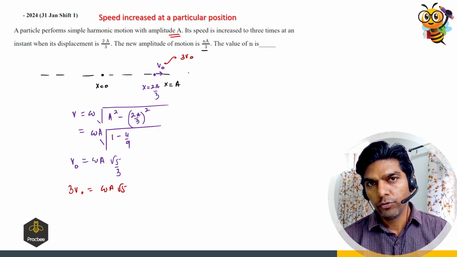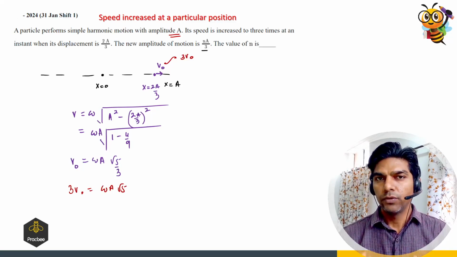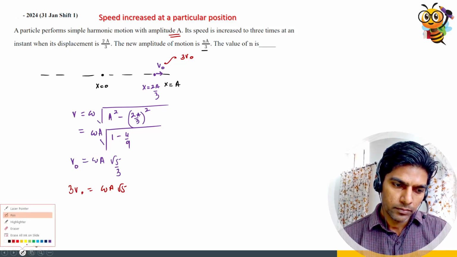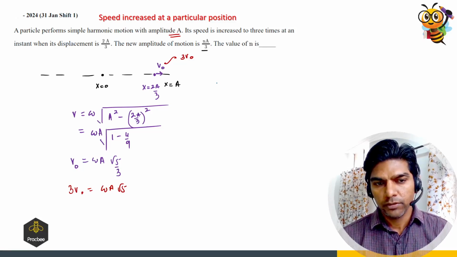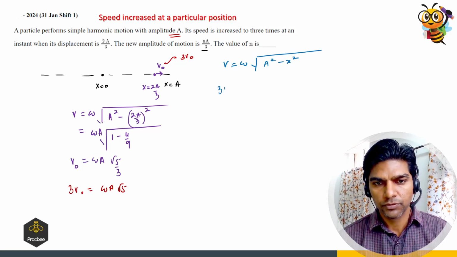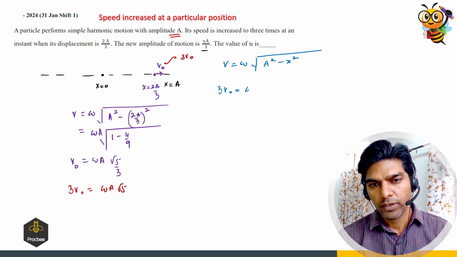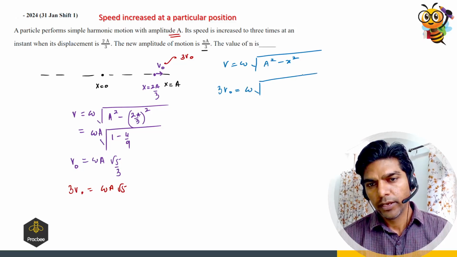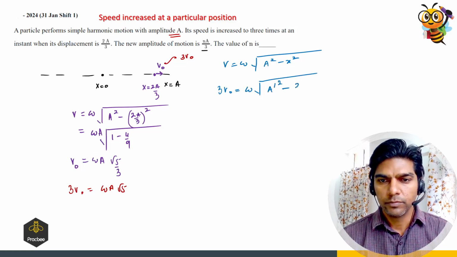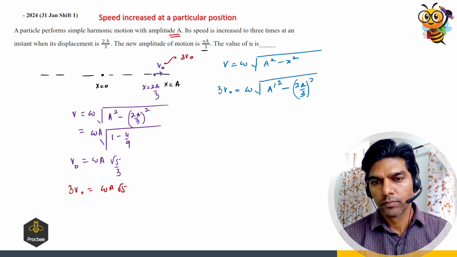Now we have to find the new amplitude. So I'm assuming that the angular frequency doesn't change. We are only changing the speed. Okay. So what will happen in this case? If we again use the same formula, v equals omega root of a square minus x square. So this v will become 3v naught. Omega will remain as it is, and a will become the new amplitude, and the x is nothing but 2a by 3, right?